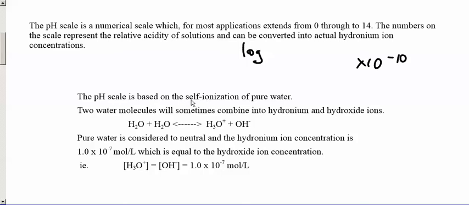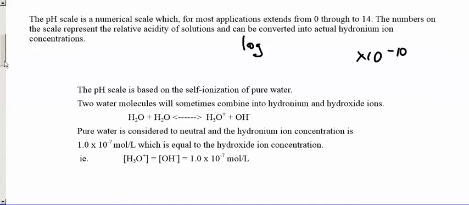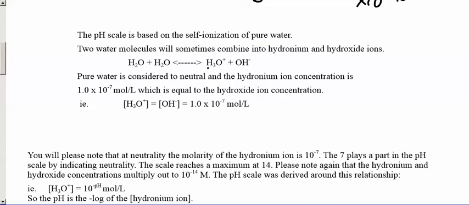It's based on the self-ionization of water. If I just have a beaker of water, two water molecules can react in an equilibrium to form a hydroxide and a hydronium ion, and it's neutral if this is equal to this. And at 20 or 25 degrees Celsius, in pure water, these concentrations are 1.0 times 10 to the minus 7, and that's kind of where the 7 comes from as neutral in the pH scale.